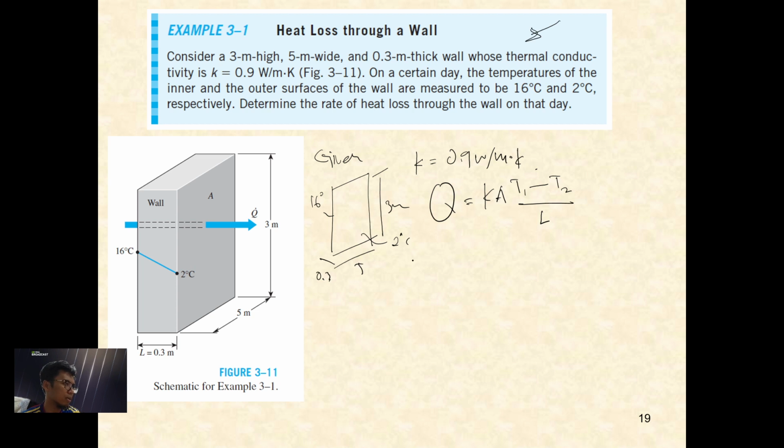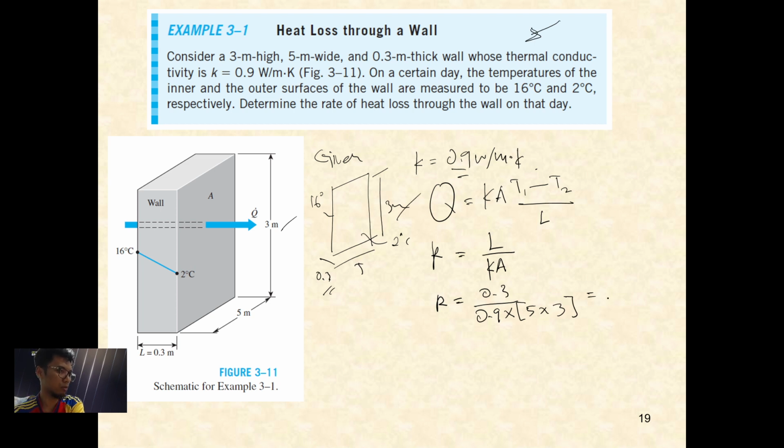You can simplify directly using this basic formula. But if you want to use resistance, you have to simplify using R equal to L divided by KA. So your R is actually L, given how much? L is 0.3. Then K is 0.9. And your area is 5 times 3. 3 here.